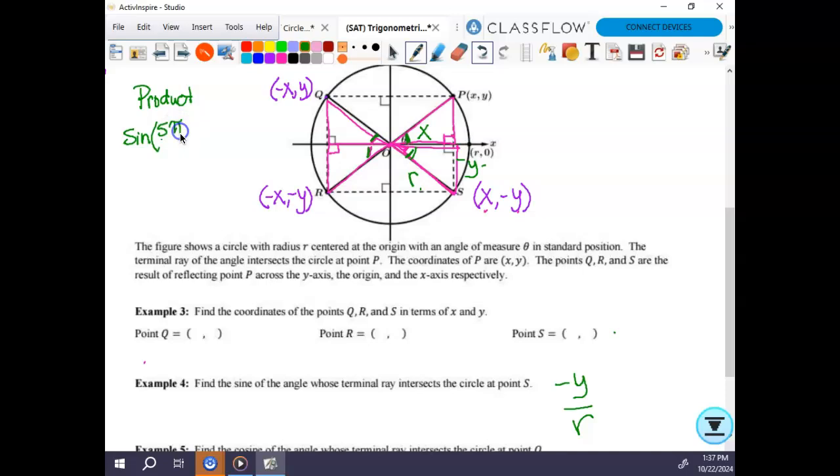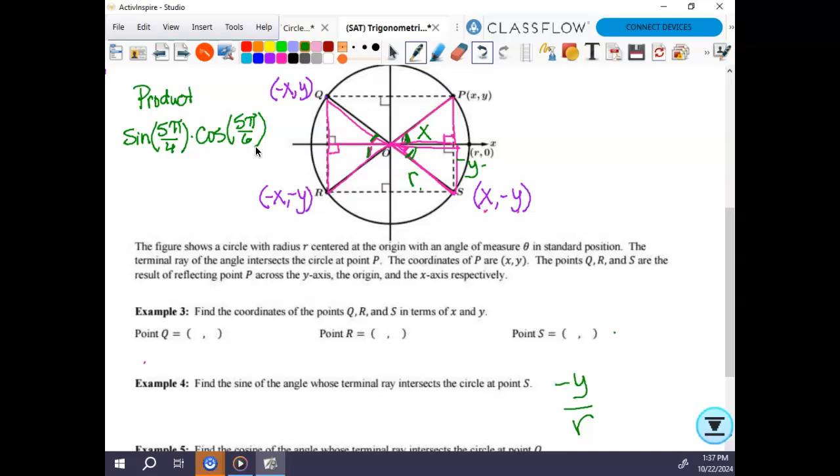5 pi fourths times cosine of 5 pi sixths. It's okay if you're not even sure what that means, and you have no idea what they are. Here's what I want you to know.